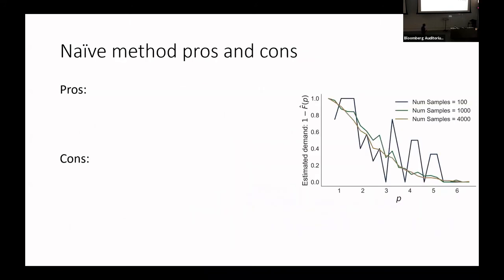Okay, so what I've plotted here is I fixed the number of bins, and I just ran the method from the previous slide with 100 samples, 1,000 samples, and 4,000 samples.